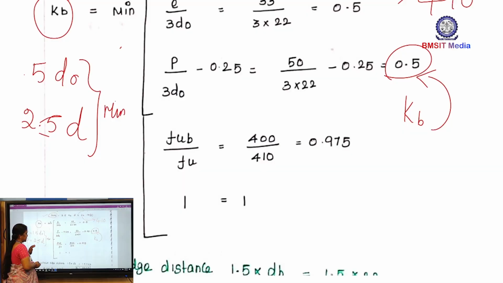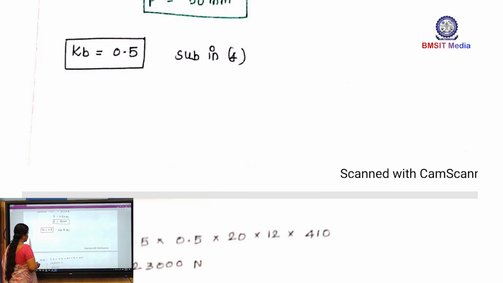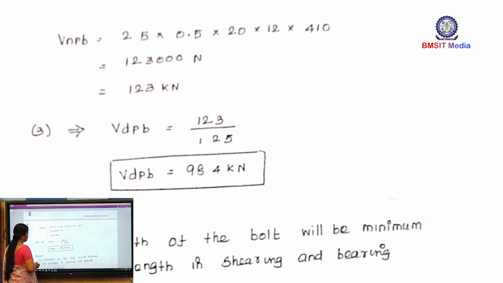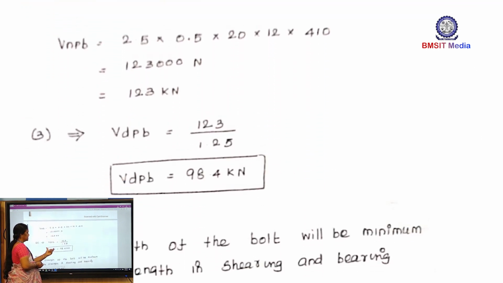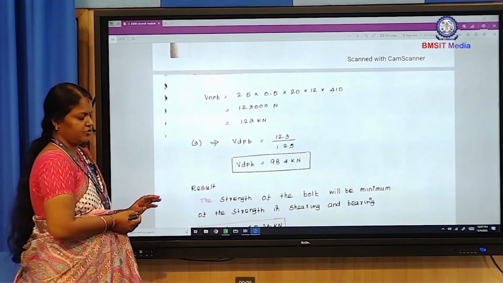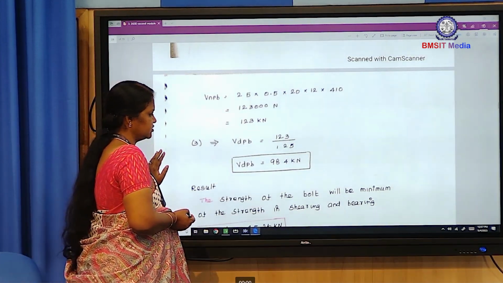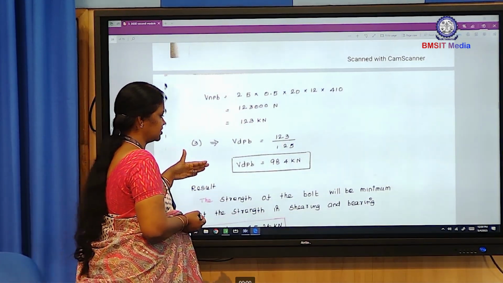So substitute this KB value in this equation and find out the VDPB, that is the design bearing strength of the bolt, 9.84 kilonewton. Now we have two values. One is the shear strength of the bolt, another one is the bearing strength of the bolt.